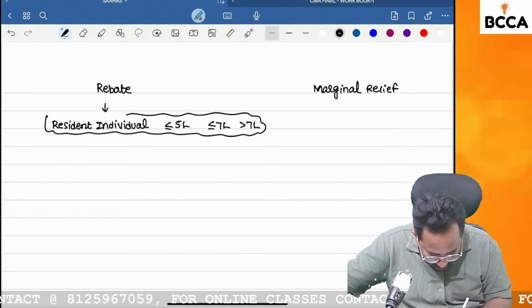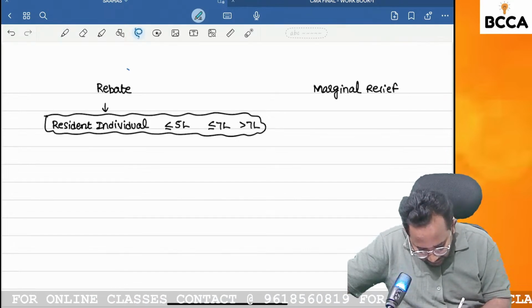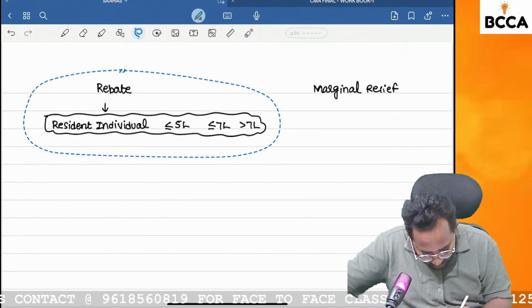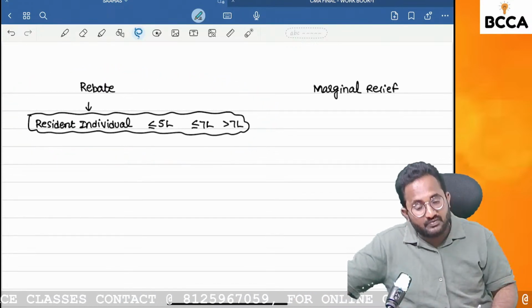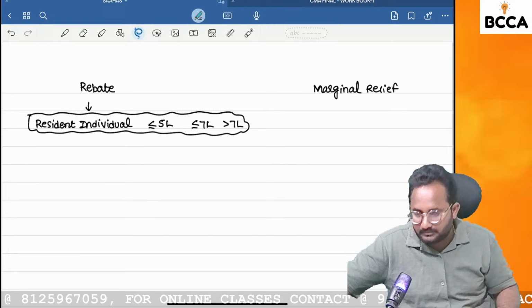Rebate. Are you clear? So that means for the small amount of earning income for some individuals, they will get the rebate.